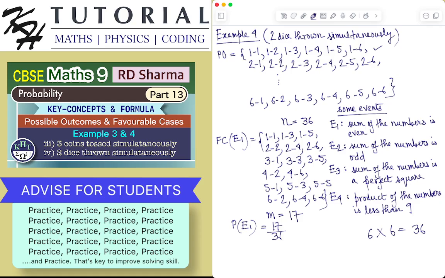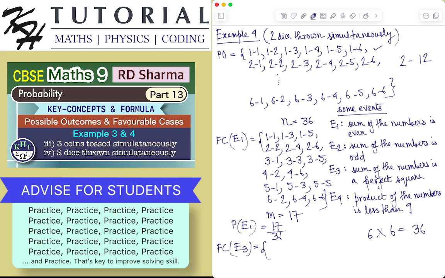Sum of the numbers is a perfect square. Let's see what the favorable cases of the event E3 are: the sum of the numbers is a perfect square. Since there are 36 possibilities, if you take the sum of the numbers showing up on the two die, it will range from 2 to 12.